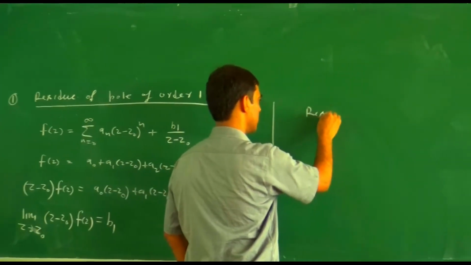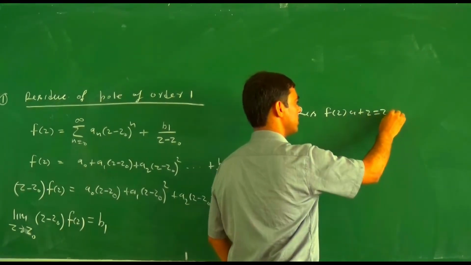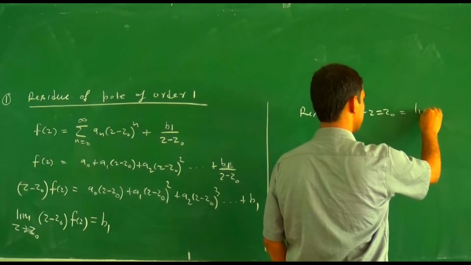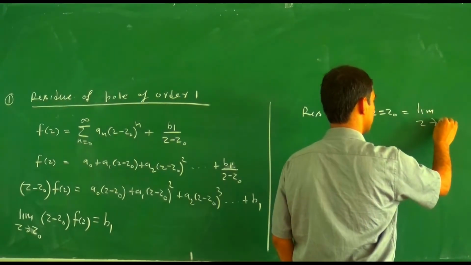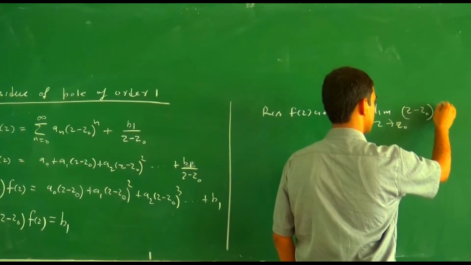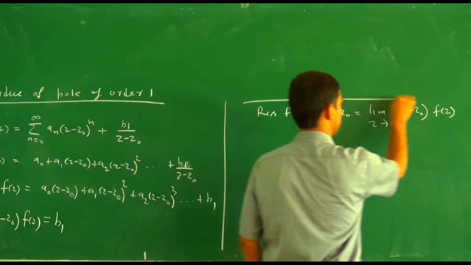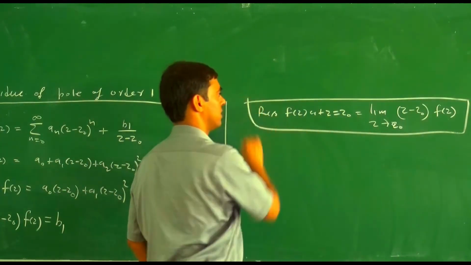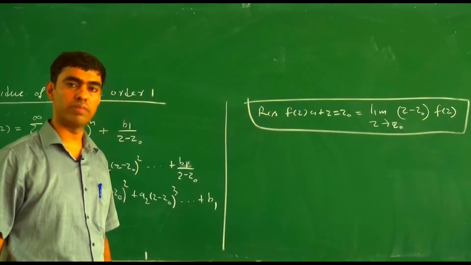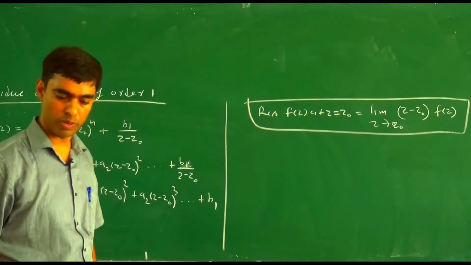Residue of f(z) at z equal to z0 is the limit as z tends to z0 of (z minus z0) to the power 1 times f(z). This is the residue of f(z) at z equal to z0 if z0 is an isolated singular point and that isolated singular point is a pole of order 1.